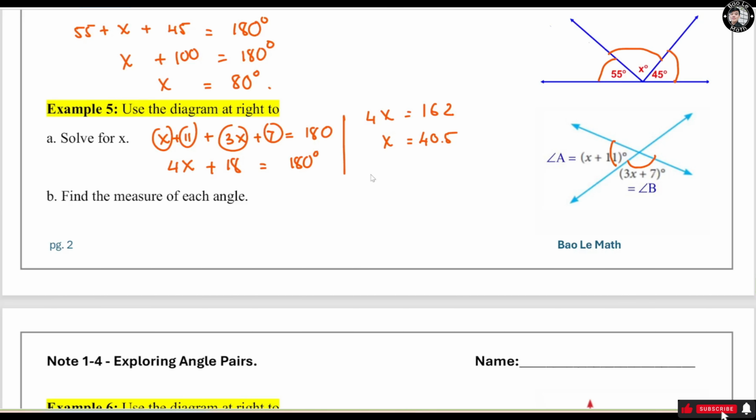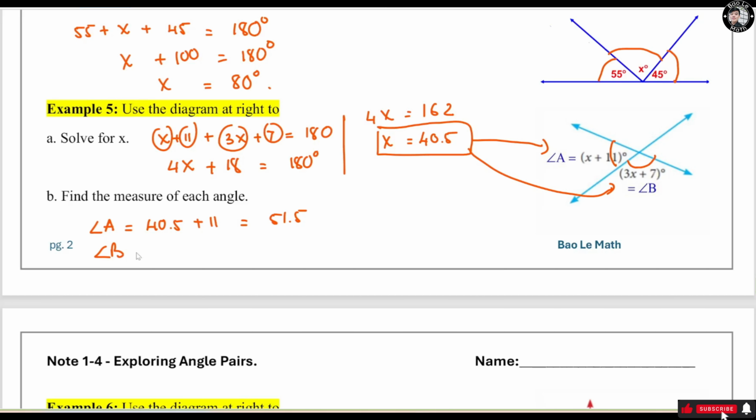40.5. Now find the measure of each angle. We're going to substitute this value into this angle right here to solve for A and B. So the measure of angle A equals 40.5 plus 11. It's going to be 51.5.